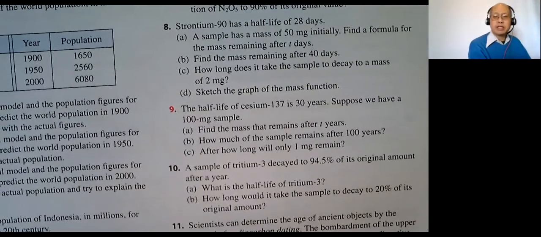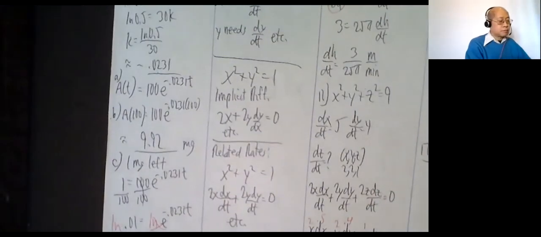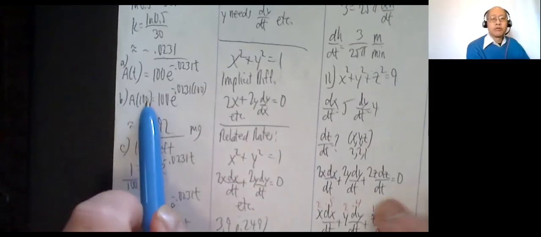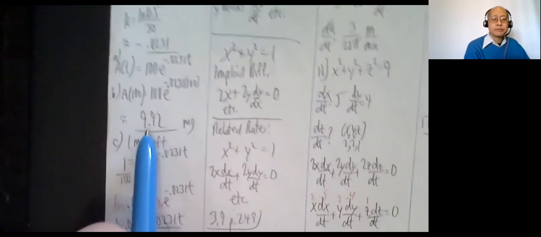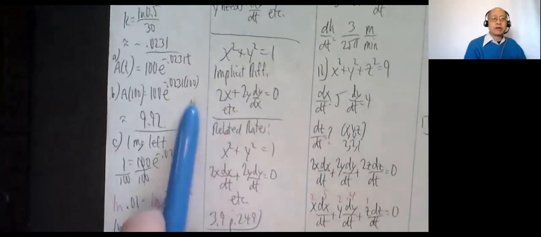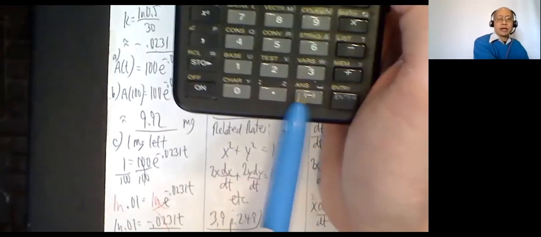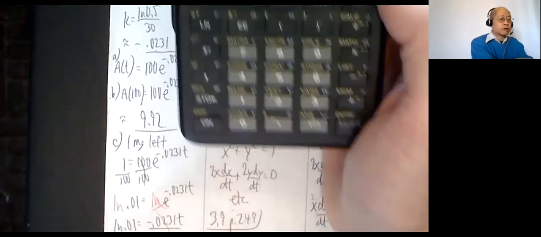9B. How much remains after 100 years? I just plug in 100 for the time. Pretty straightforward. So A of 100 is 100 e to the negative 0.0231 times 100. Looks like it's about 9.92, close to 10. Again, for order of operations, if you're going to type it in, put parentheses around this exponent. I'm actually going to use my answer button again. And by the way, further on down the line, we're going to use this answer button a lot more.